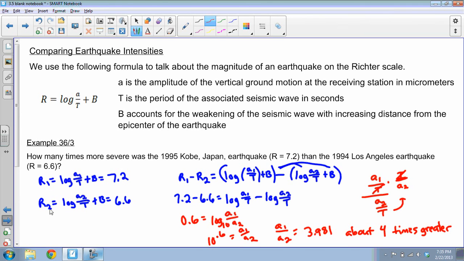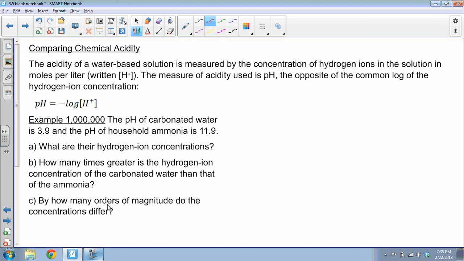So that's earthquake intensities. Chemical acidity. The book has some information about this if you need a little more, but basically the acidity of a water-based solution is measured by the concentration of hydrogen ions in the solution, measured in moles per liter and written as H plus in a bracket. The measure of acidity we use is called pH, which is the opposite, the negative, of the common log of the hydrogen ion concentration. That's how we get this formula.